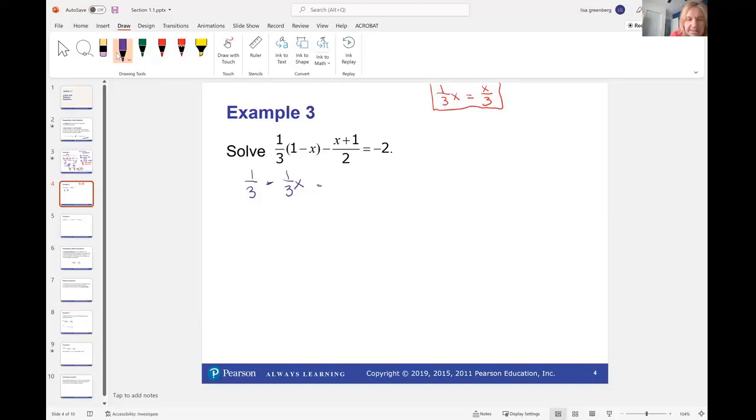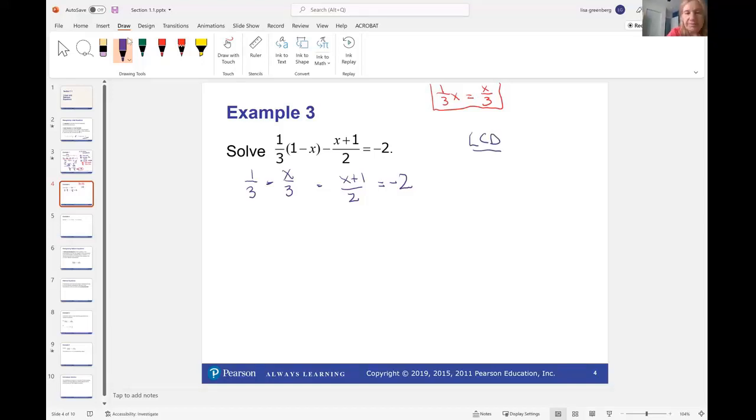And then we have minus (x plus 1) over 2 equals -2. Now notice really what we have here is fractions. Actually, I'm going to rewrite this as x over 3. I think this might help. It's exactly the same. Now, whenever I want to add or subtract fractions, I need a common denominator. Okay, so for this one, my common denominator, I always want to find my LCD.